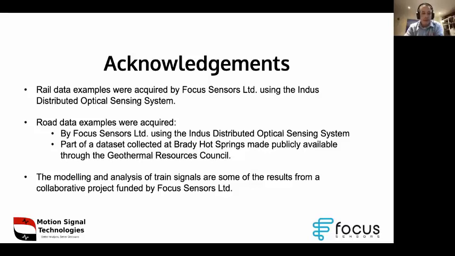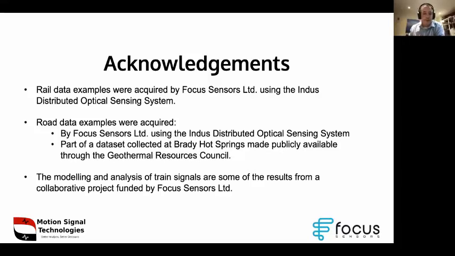And the road examples are a little bit more of a mixed bag. There are many that are from the Focus Sensors system, as well as a publicly available data set that was collected at Brady Hot Springs and is made available through the Geothermal Resources Council. And finally, in the second section of this talk, I'm going to talk about a way of modeling train signals recorded on DAS fibers, and that's the result of a project that was funded by Focus Sensors.